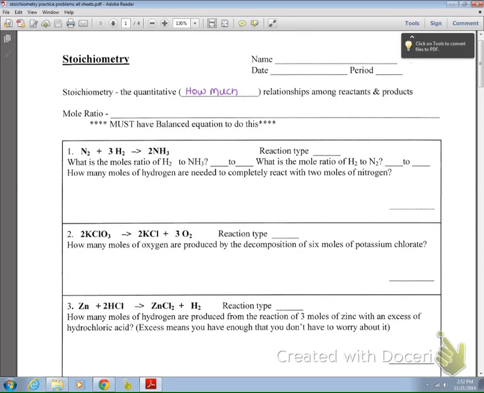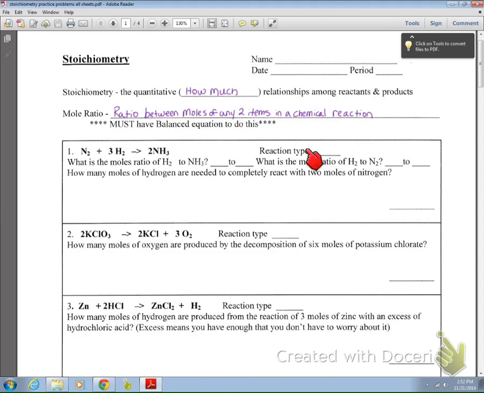Here's the note set on stoichiometry and mole-to-mole stoichiometry. Stoichiometry is just the quantitative, and quantitative means how much, relationship among reactants and products. The mole ratio is the ratio between moles of any two items in a chemical reaction. It could be reactants or products. We must have a balanced chemical formula to do this.